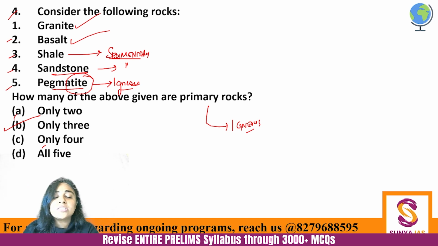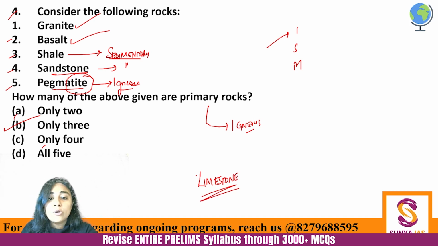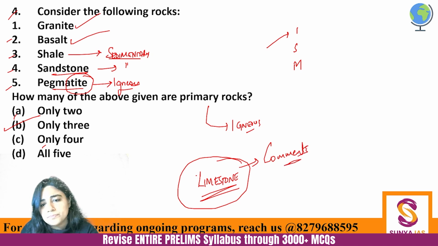What do we learn from this question? We have to read again and again about igneous, sedimentary and metamorphic rock. I'll give you an example. Limestone is a rock in which people get confused whether it is sedimentary or metamorphic. So I want you to study this from NCERT and tell me in the comments whether limestone is a sedimentary rock or a metamorphic rock. Okay, next.